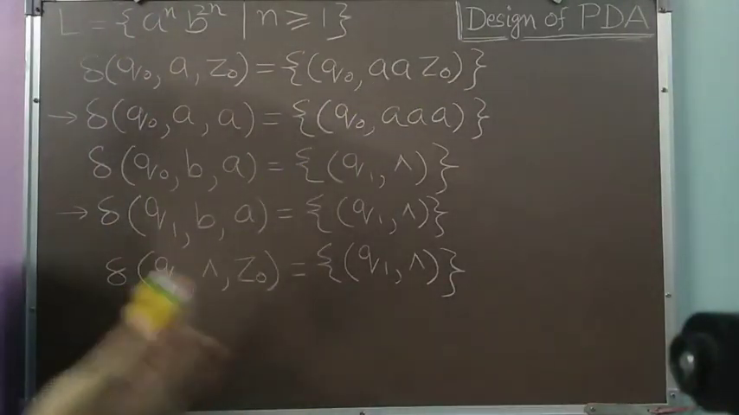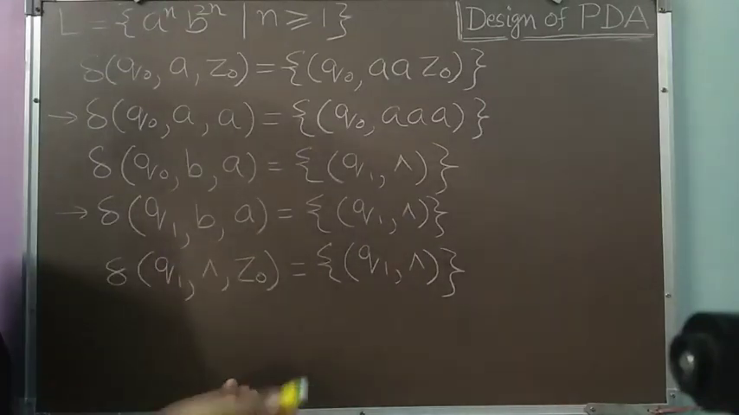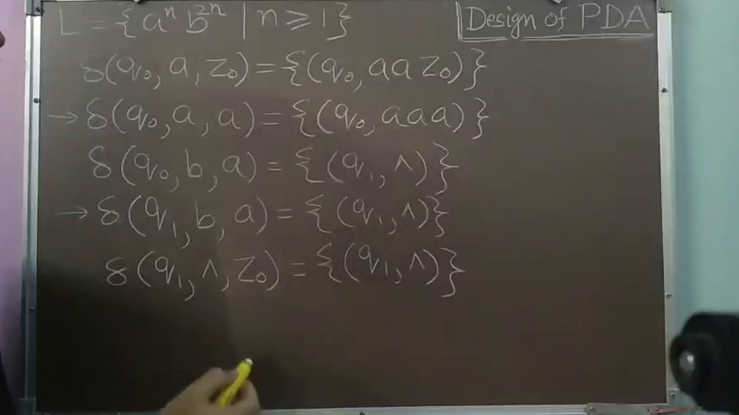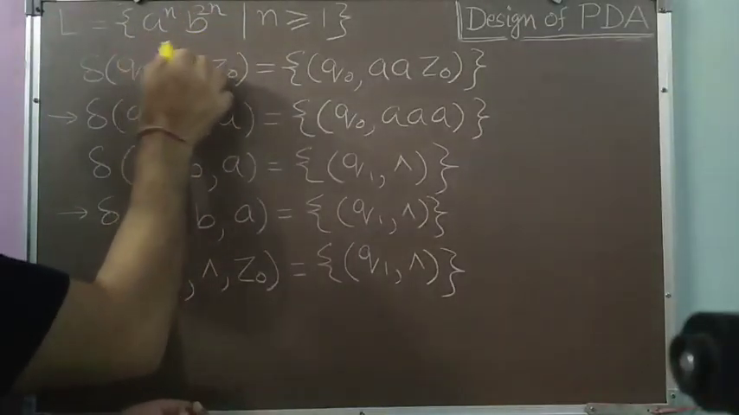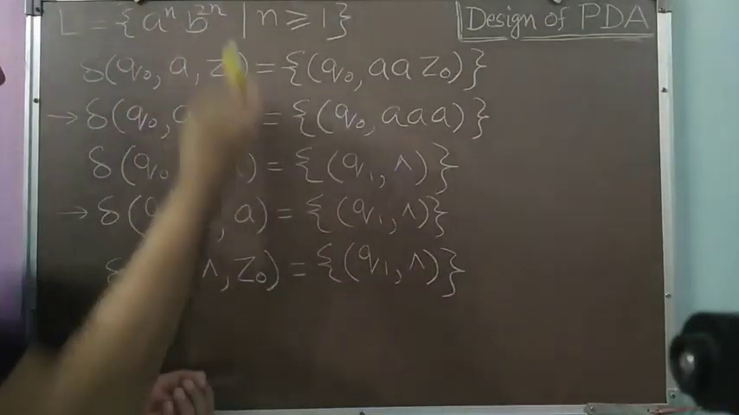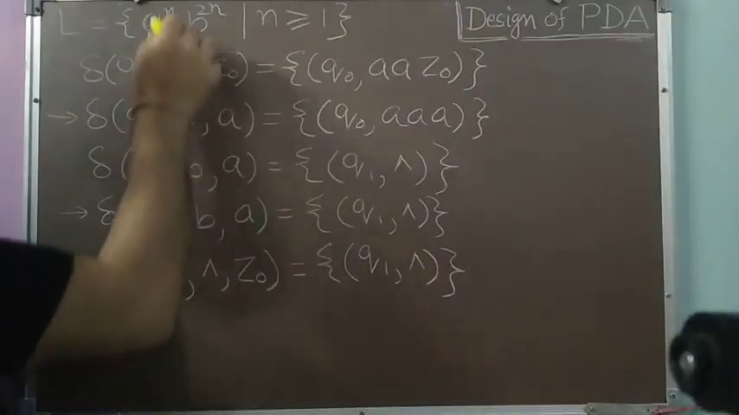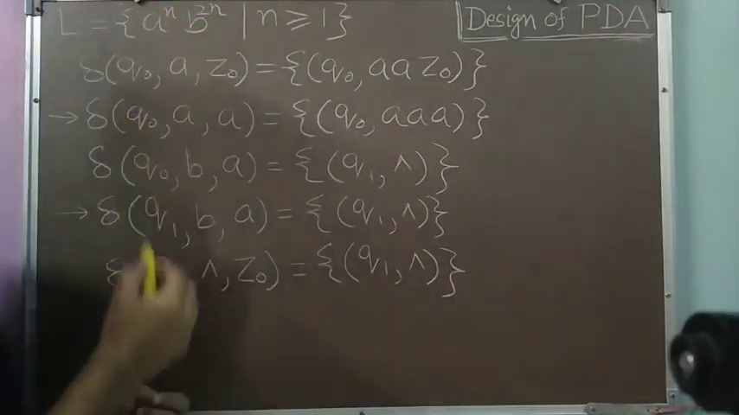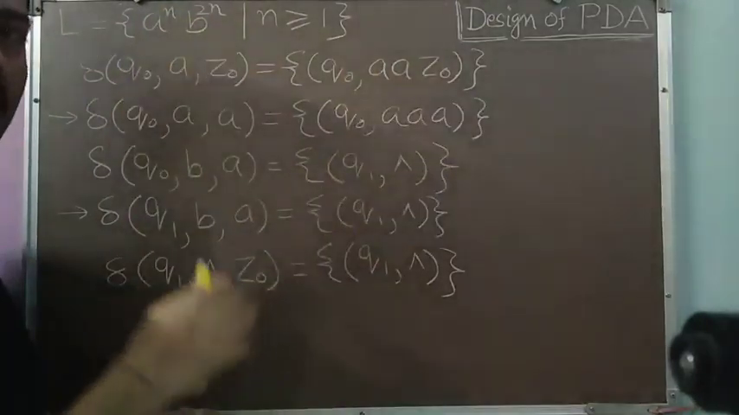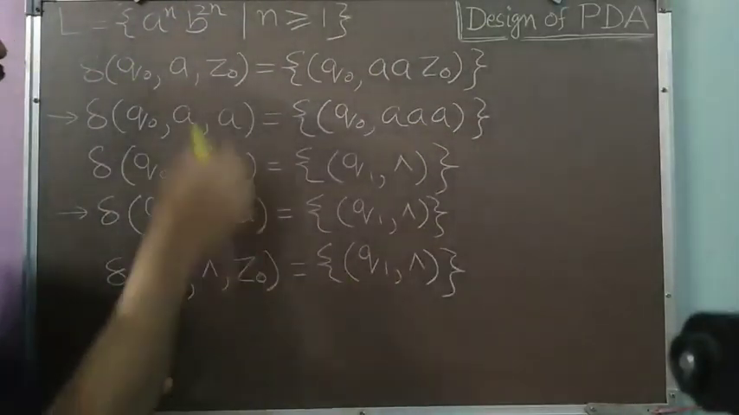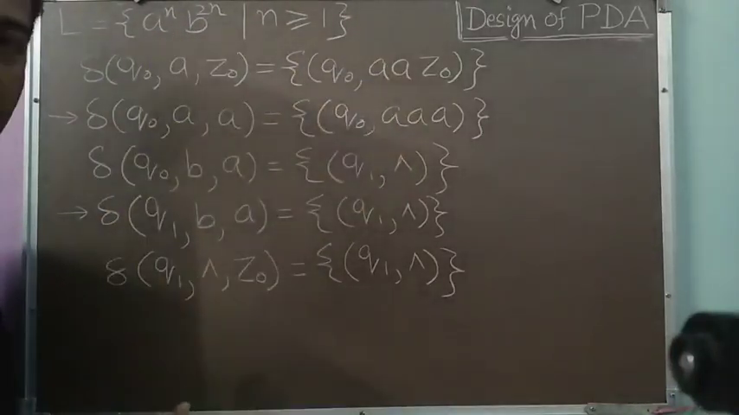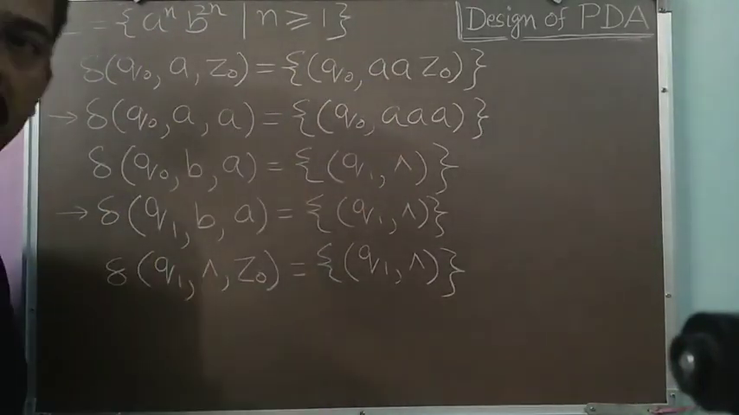So now it is up to you what strategy you take. The previous solution was exactly following what is given in the definition, that corresponding to each two B's we have to pop one A. And this is our innovative strategy: rather than exactly following the definition, we have n number of A's, but we push 2n, double the number of A's, over the push down store. Then we match each B with each A. In this manner we can solve this problem.